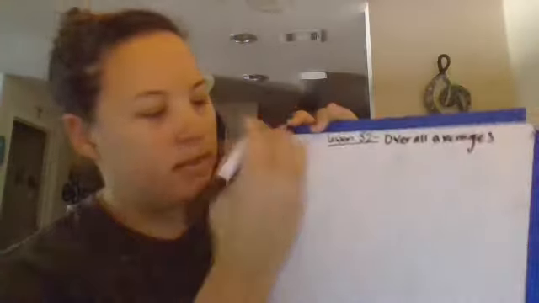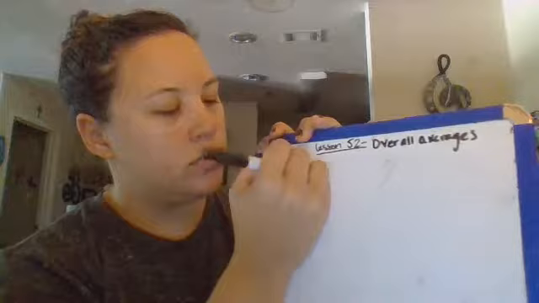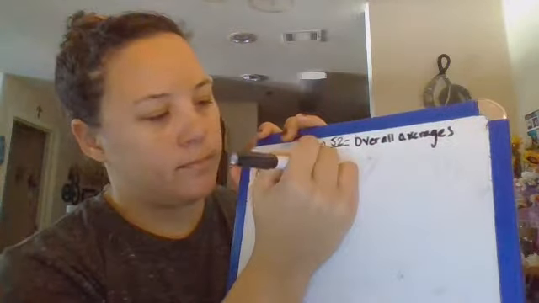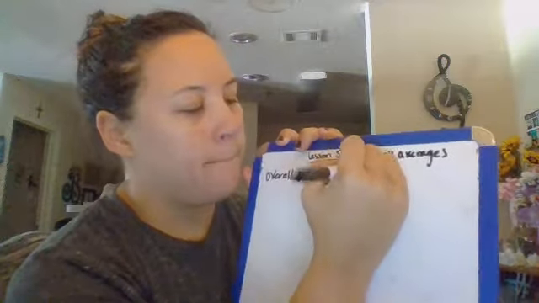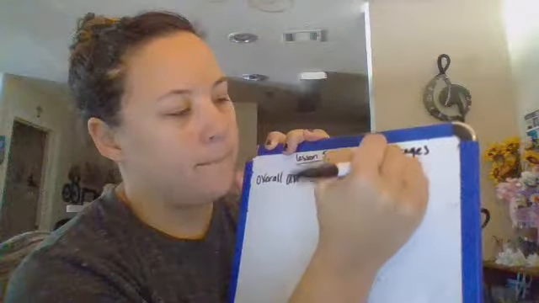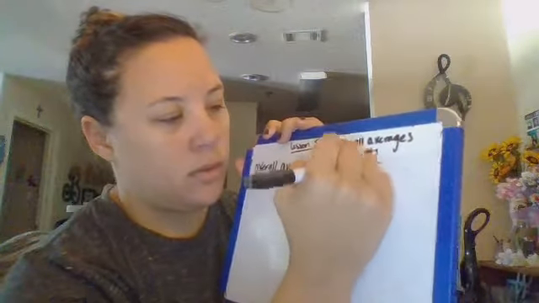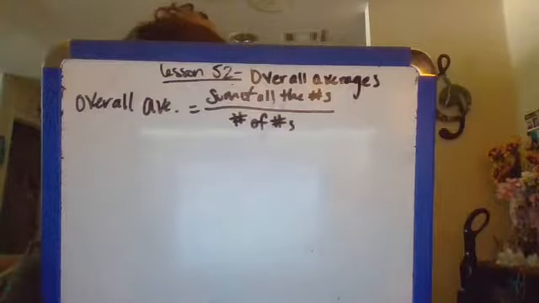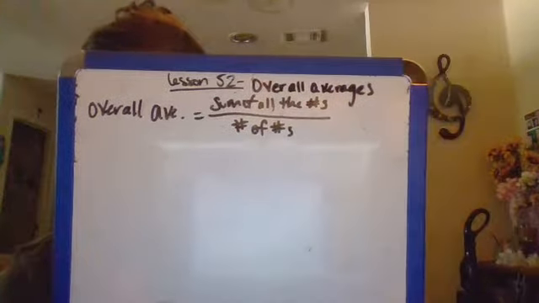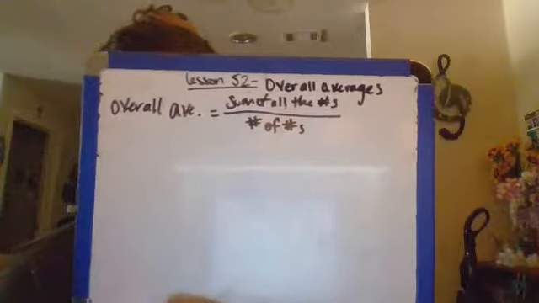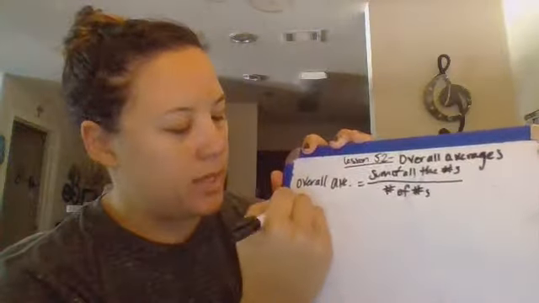All right, so we have overall averages, and the overall average is equal to the sum of all the numbers over the number of numbers. The overall average is the sum of all the numbers over the number of numbers. And so let's see what that looks like.